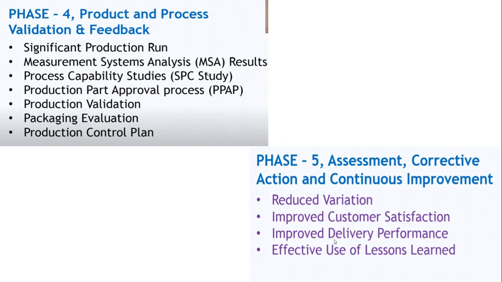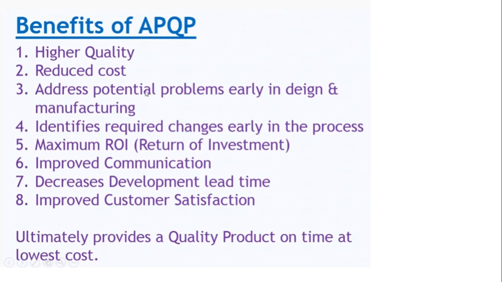Once everything is done, the last step is assessment, corrective action and continuous improvement. Here reduced variation, improved customer satisfaction, improved delivery performance, effective use of lessons learned. So these are the things that will be covered over there. And next, coming to the benefits here: higher quality, reduced cost, improved customer satisfaction, decrease in development lead time, improved communication, and return on investment we find out over there. Ultimately it provides quality product on time at lowest cost. So this is the funda of APQP. You need to remember.